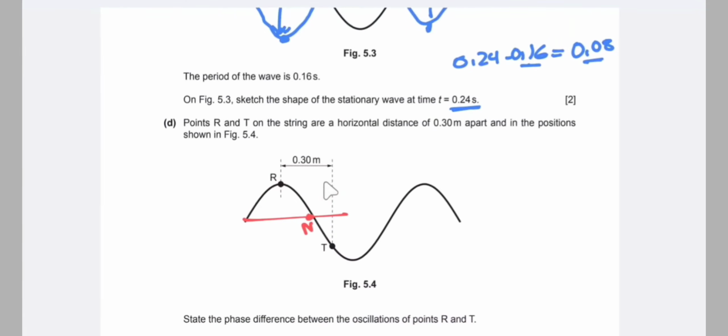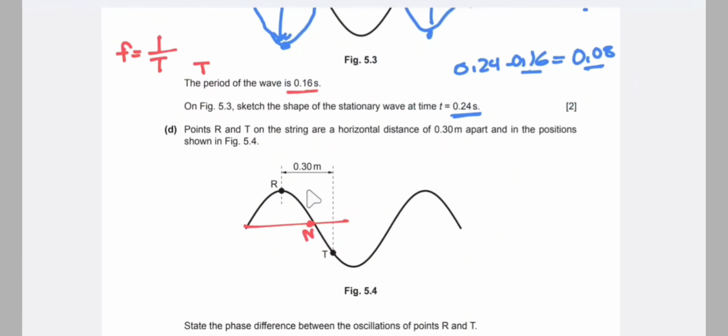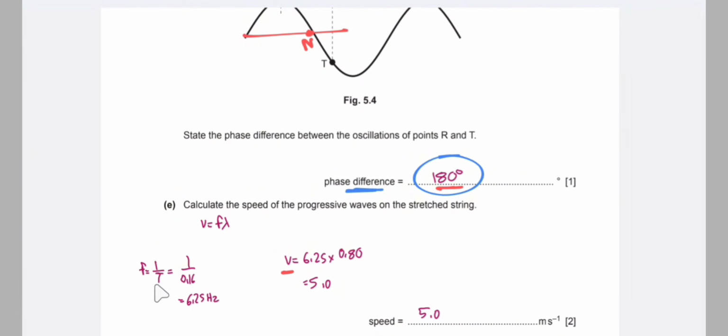So what is the wavelength or an information? We have given the time period, and we know that frequency is equal to 1 by time period, that is 1 by 0.16. So frequency is equal to 1 by time period, that is 1 by 0.16, that is 6.25 Hertz. So we know the value of frequency.